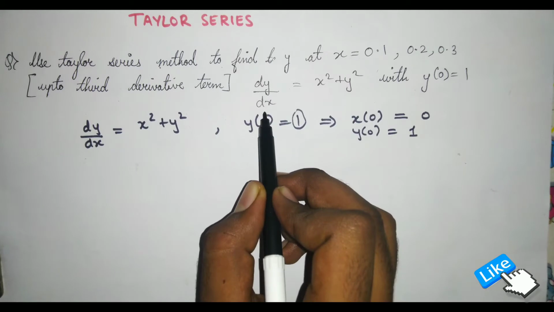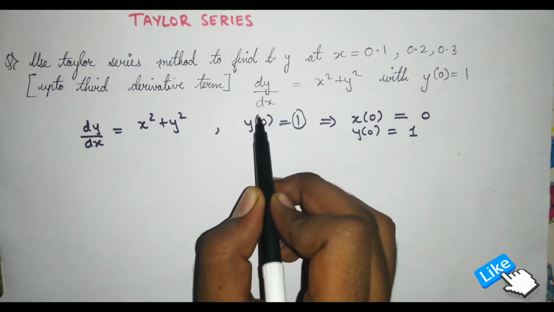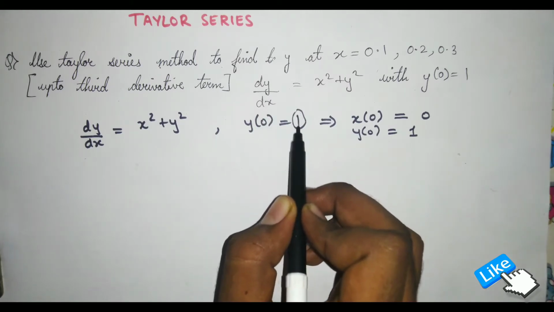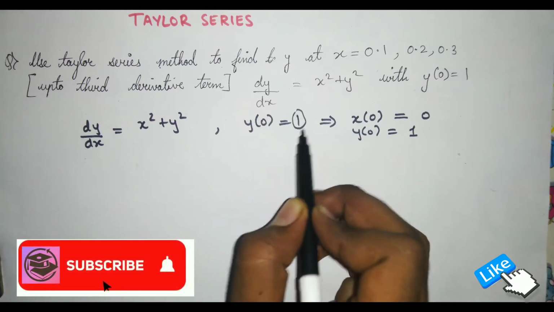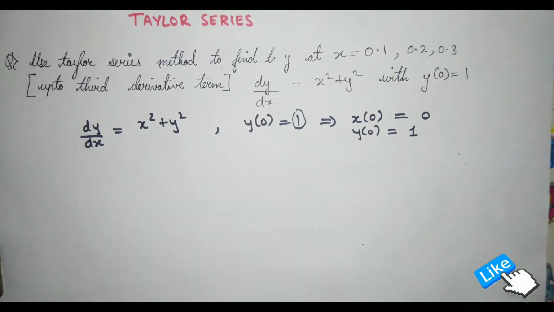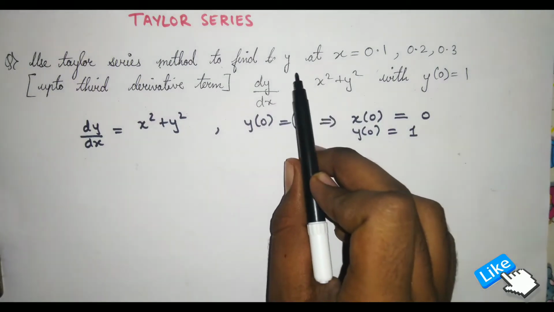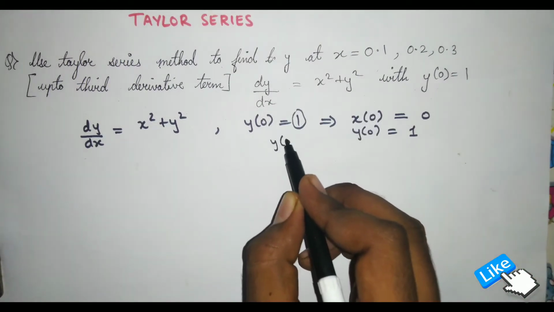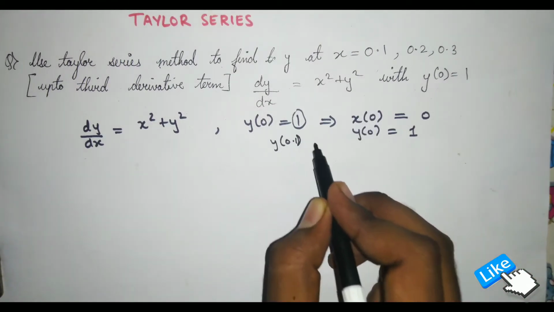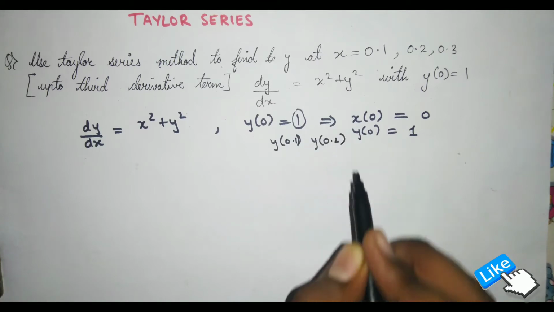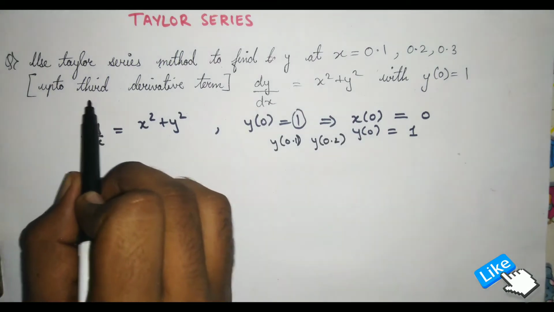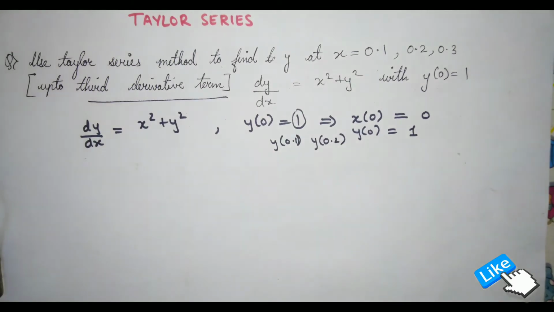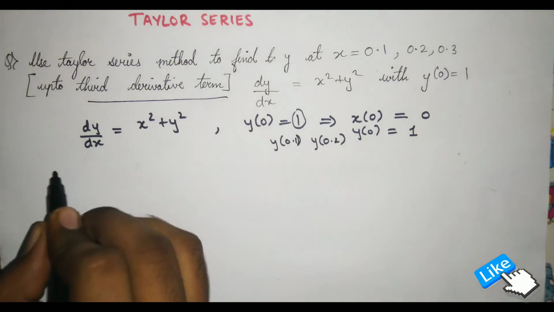X of 0 means this term. Y of 0 means this term. So these two are given in the question. Now what do you have to find? We have to find y at x equal to 0.1. That means you have to find y of 0.1, y of 0.2, like that up to third derivative term. So first we'll start with the first derivative term, that is y dash.